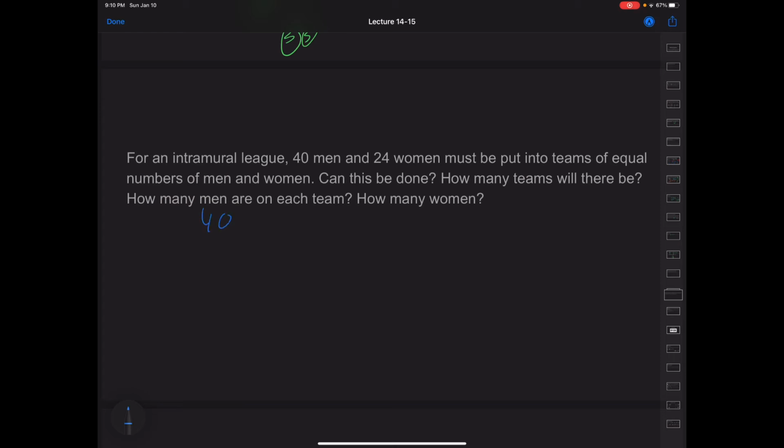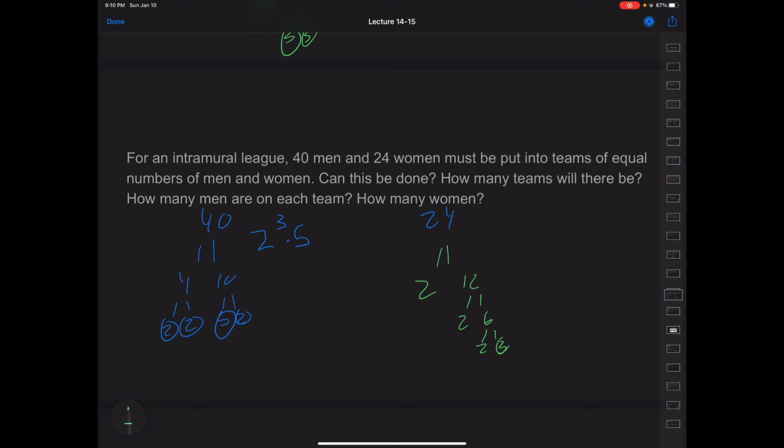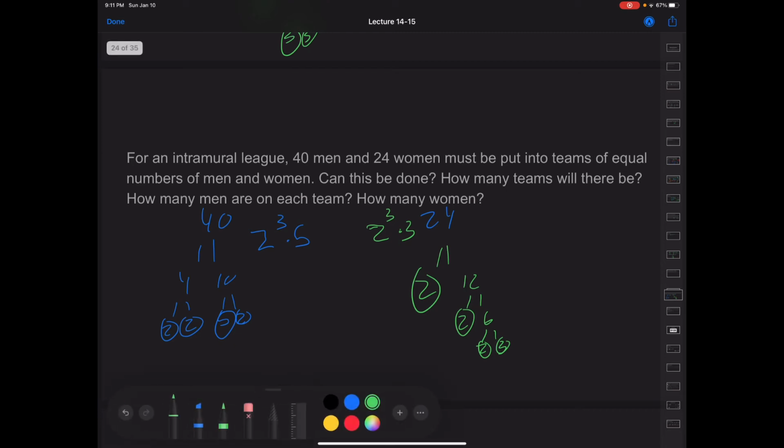So, first thing we do is we split up 40 and 24. This is 4 and 10, 2 and 2. 10 is 5 and 2. So we're left with 2 cubed times 5. With 24, we have 2 and 12, which is 2 and 6, which is 2 and 3. So we're left with 2 cubed times 3. And we see that they only have a 2 cubed in common. So we are going to be left with 2 cubed, which is 8.